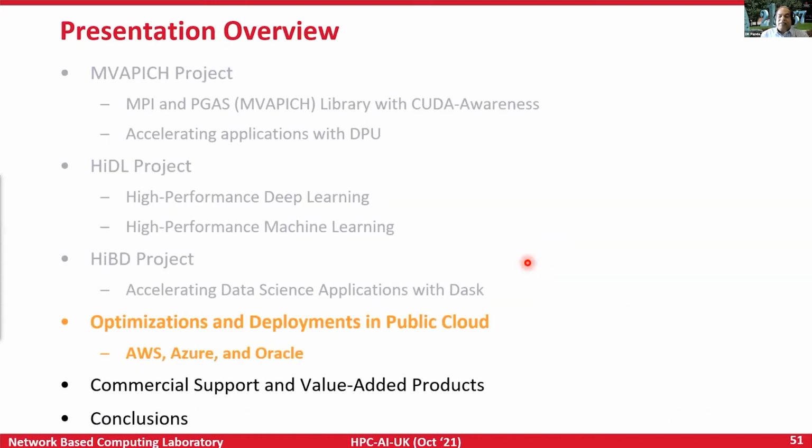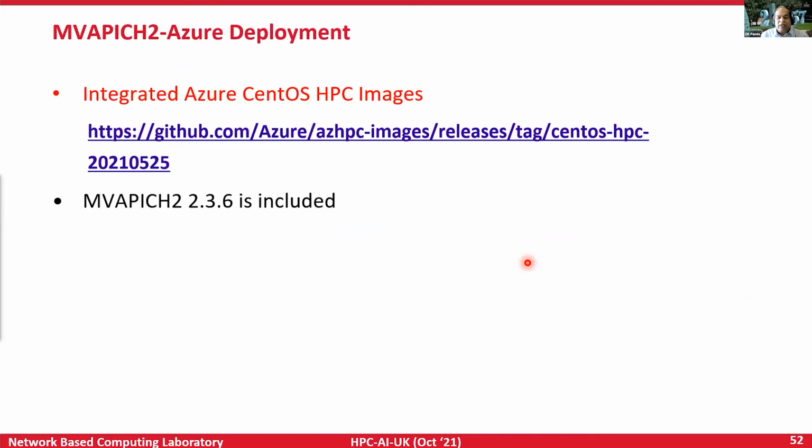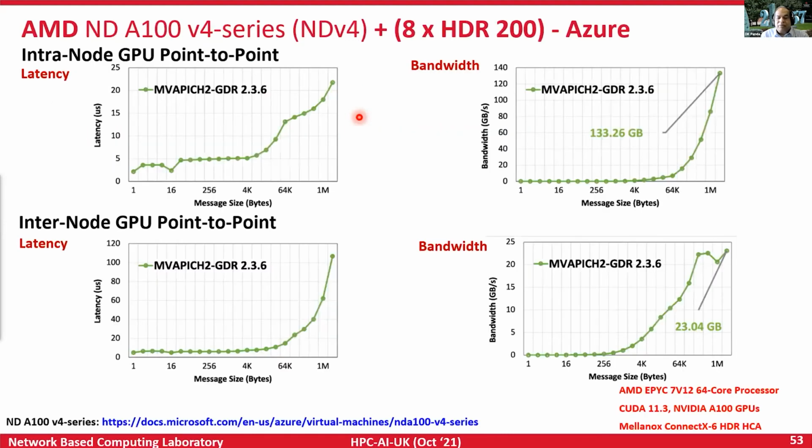As we have been providing these kinds of solutions, people are able to download them. We are also working with the cloud folks. Already with the Azure cloud, MVAPICH2 is included. It's part of their CentOS HPC image. So you can migrate your on-premise applications to the cloud very easily, in the same environment. Here I'm showing some numbers with their latest NDv4 instance. It has eight rails of HDR200 and A100s. Here again, that GDR kind of performance I showed earlier, we are able to deliver in a much bigger manner. If you see the bandwidth, this is GPU to GPU intra-node, 133 gigabytes per second. And outside, of course, it is the same SDR-level performance we have.